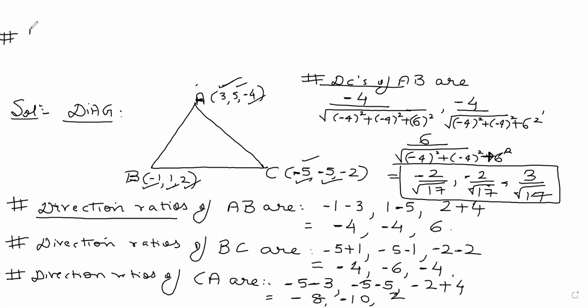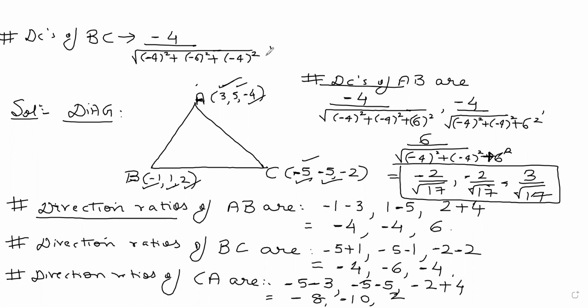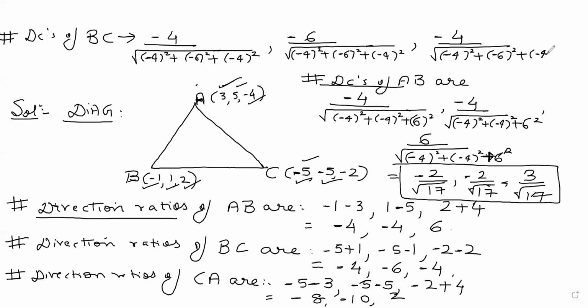Similarly, if I have to find direction cosines of BC, they will be minus 4 upon the square root of (minus 4) square plus (minus 6) square plus (minus 4) square, comma, minus 6 upon the square root of (minus 4) square plus (minus 6) square plus (minus 4) square, and minus 4 upon the square root of (minus 4) square plus (minus 6) square plus (minus 4) square.